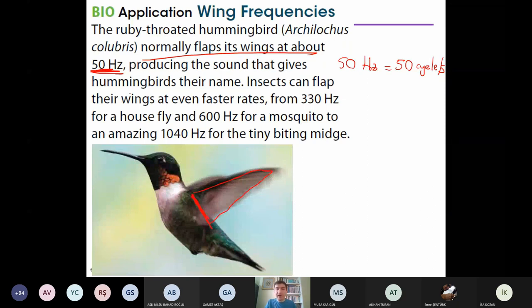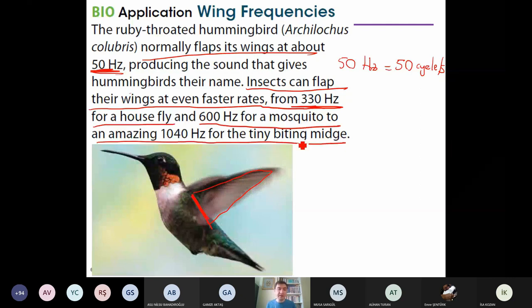It is huge, but if you compare it with insects, it is much smaller. Just have a look at insects. Insects can flap their wings at even faster rates: from 330 hertz, 330 cycles per second, for a housefly, and 600 hertz for a mosquito, to an amazing 1040 hertz for the tiny biting midge. This is another type of fly. And the mosquito has this frequency, 600 cycles per second.